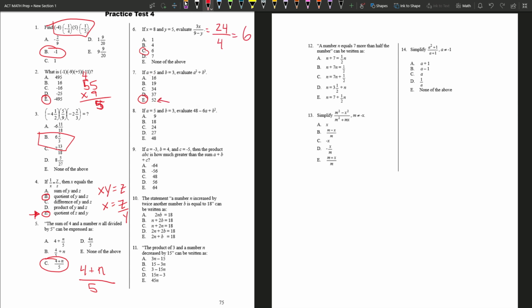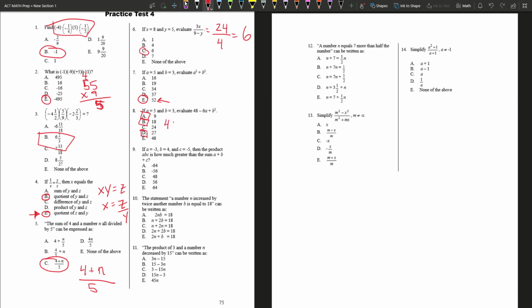My bad. Number 8, if a is equal to 5 and b is equal to 3, what is 48 minus 6a plus b squared? What'd you guys get? D? Carter? So we have D, we have A. Liam, what do you think? And B. All right.